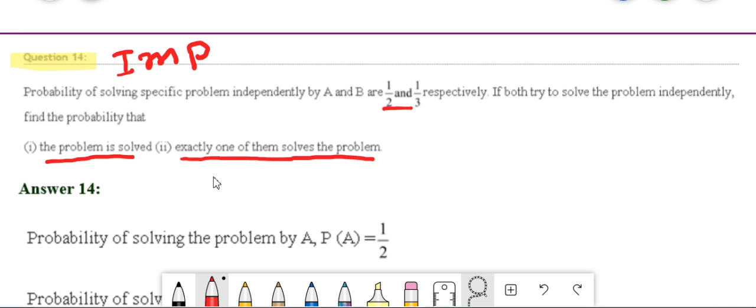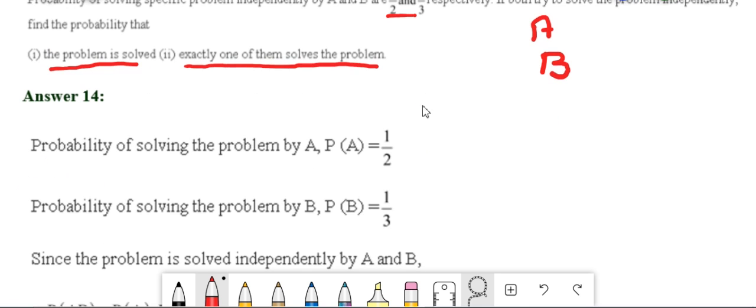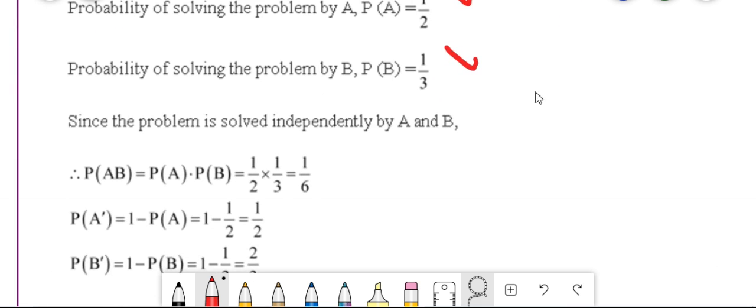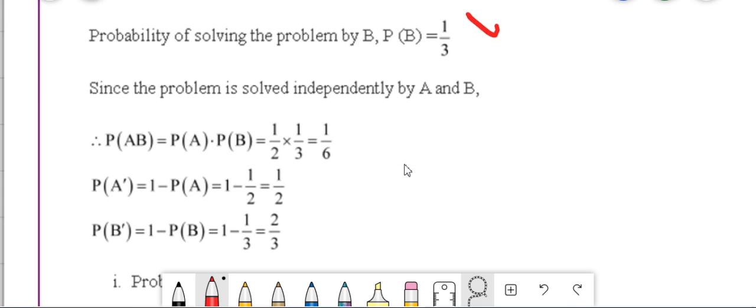Now, first of all, we will discuss the first part. The problem is solved. The message is clear: A will solve the problem and B will also solve the problem. So it is very easy to calculate. P of A is available, P of B is also available, and since both are independent events, P of A and B is equal to P of A times P of B, that is equal to 1 upon 6. Alright, I hope this is very clear.